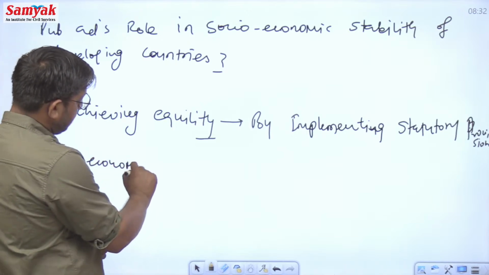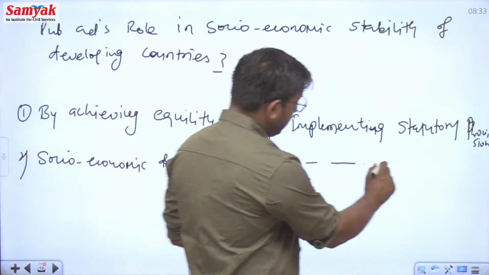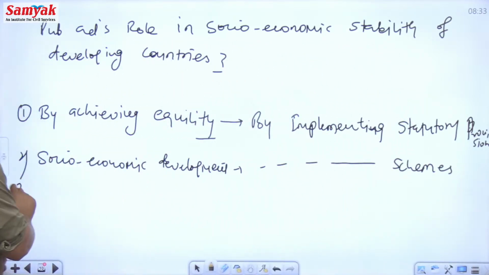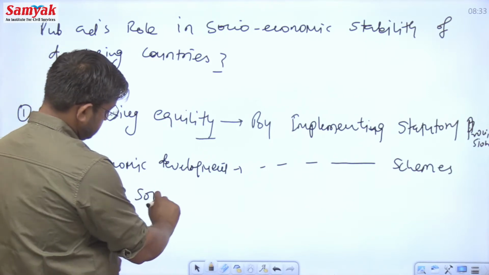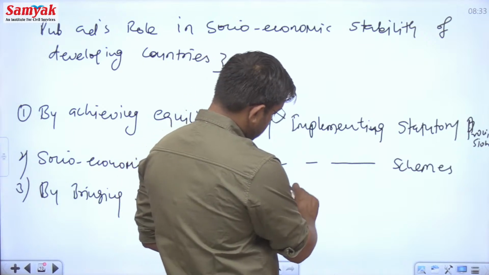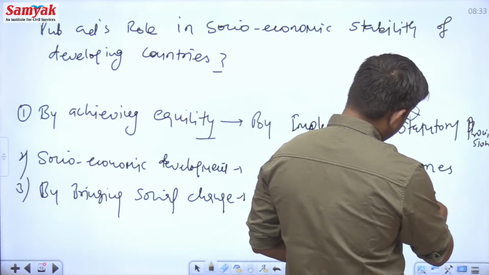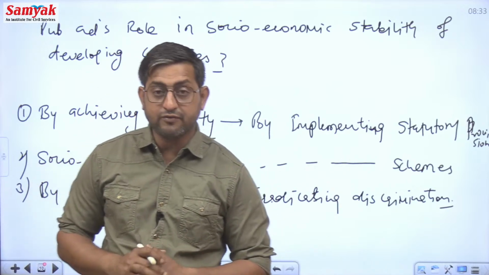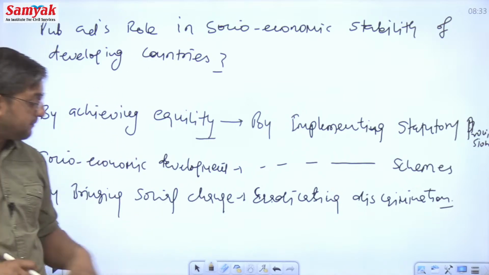By bringing socio-economic development. Now, what will they do for socio-economic development? By implementing schemes, they have the schemes. Third, by bringing social change, yeah, we can call it eradicating discrimination and all these things, or basically to ensure a dignified life for all. Till the time all the people are not having a dignified life, obviously the society can't be considered stable.